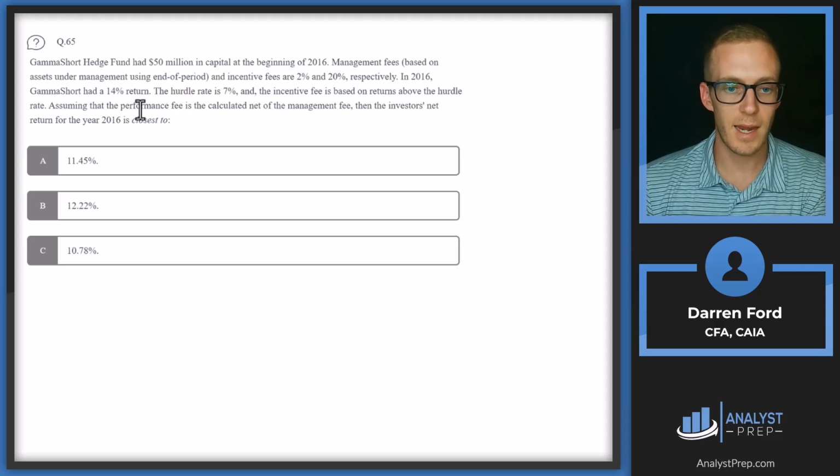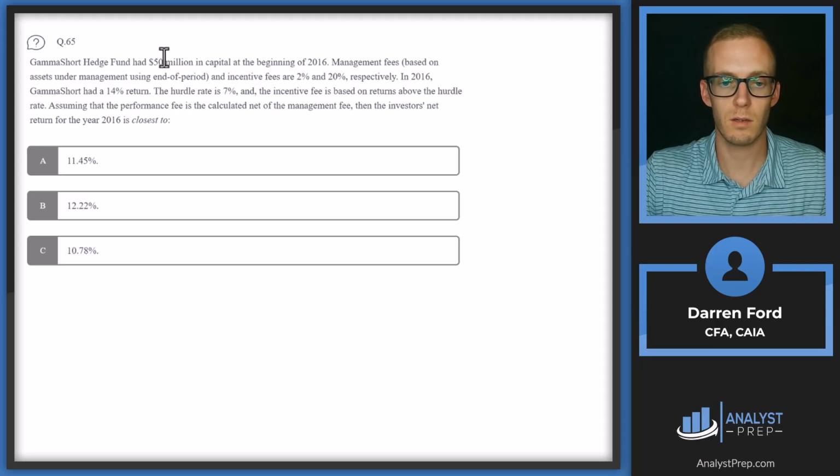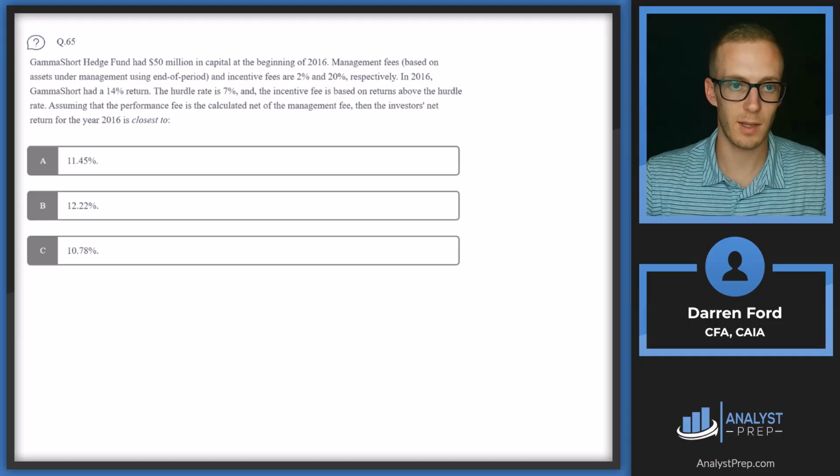So to get that net return, we basically are going to use this 50 million beginning of the year value, and then we need to find out what the end of year value is net of all the fees, and then we can calculate that return.